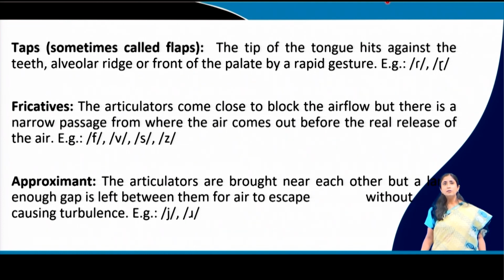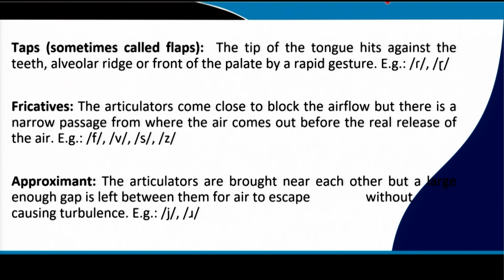So, then coming to fricatives, fricatives are very interesting. What happens in a fricative? The articulators come close to block the air, but there is no total blockage of the air. Some portion of the air escapes out. So, some portion of the air comes out, and that is why we have some release of the air before the exact release, and that is why we have sounds like f, sh, z.